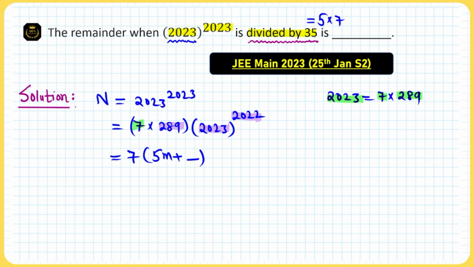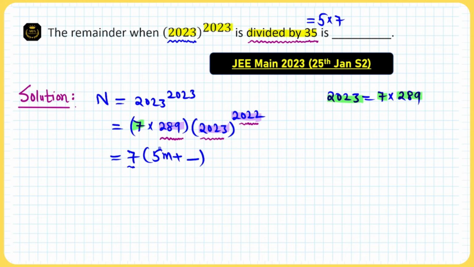So now our aim is to write 289 into 2023 raised to the power 2022 as a multiple of 5 plus some constant, or basically, what will be the remainder when everything except 7, that is 289 into 2023 raised to the power 2022, is divided by 5. We already have one 7 outside and we are dividing by 35, which is 7 into 5. So we have to write the remaining thing as a multiple of 5 plus some constant.